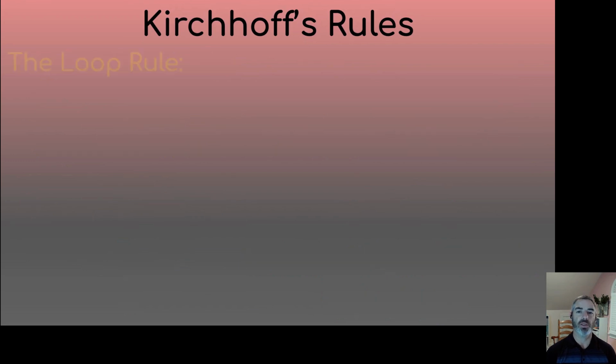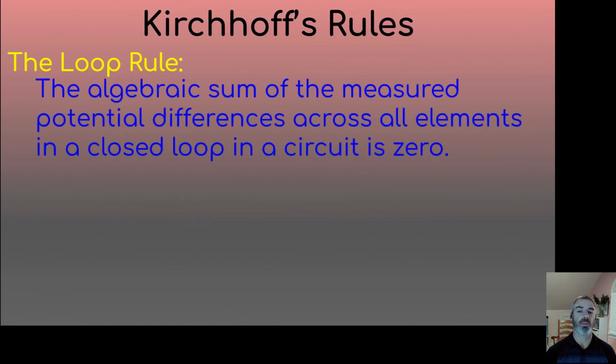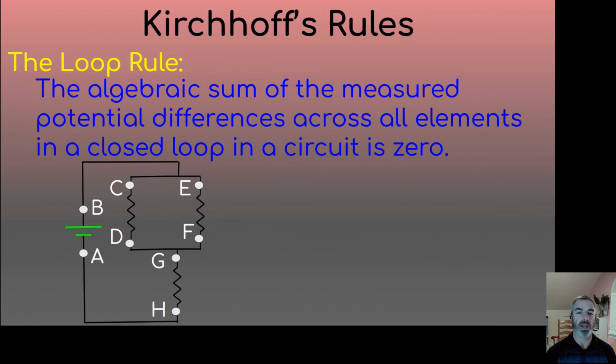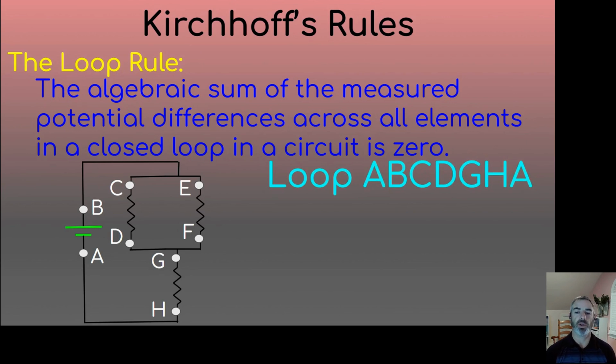Now, Kirchhoff's other rule for circuits is the loop rule. The algebraic sum of the measured potential differences across all elements in a closed loop in a circuit is 0, which we already know from our electric fields video, but we're going to look at it in a circuit. So if we have this circuit where we've got two parallel resistors and one in series, and I've marked some points, and we look at the loop that goes from A through the CD branch and then back to A, and we measure the potential across anything that would change.